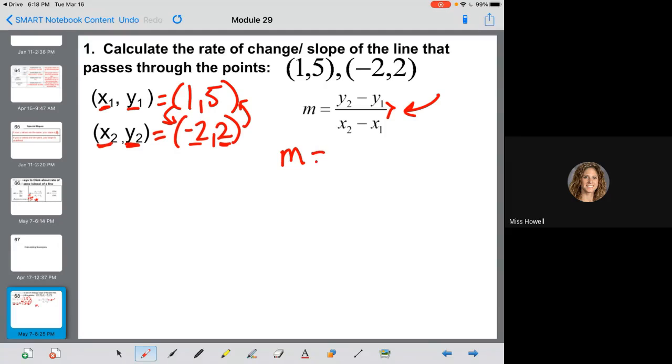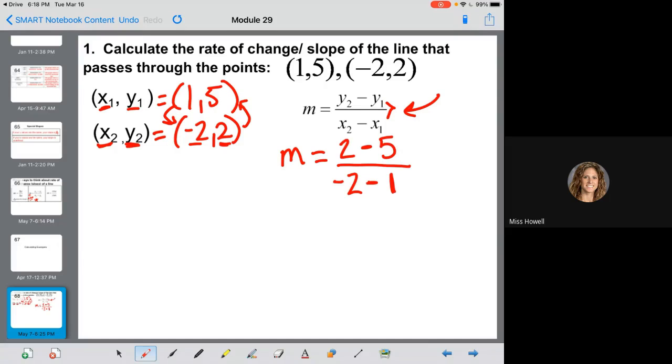So M equals, which stands for slope equals. Our y values on top. So I'm going to go to my y2, which we just called a value of 2. Don't forget it's subtraction here. And then our y value, which is the top y, which is a 5. All right, now we got to go in that same order. X2 we called -2 minus our X1 we called +1.